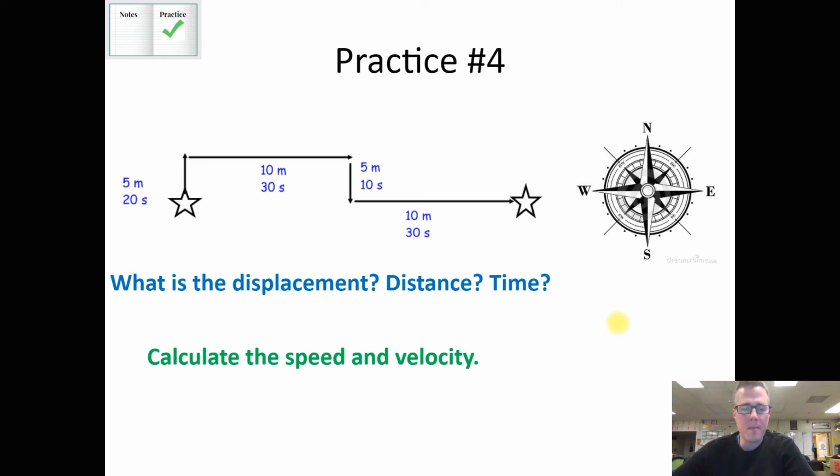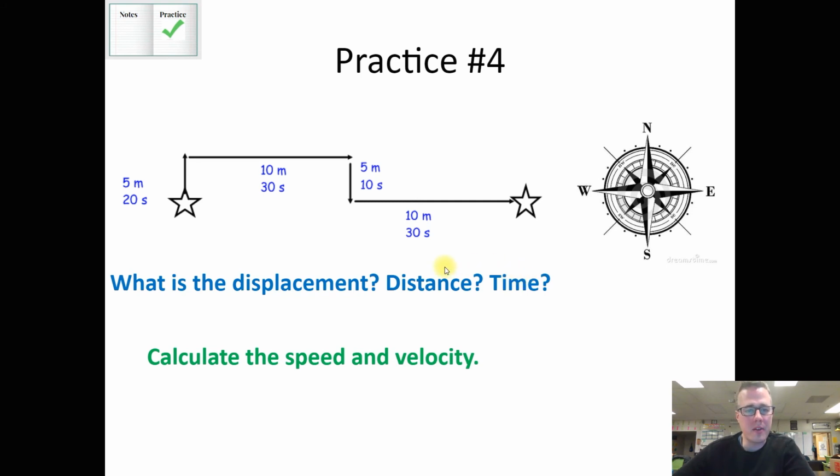But there's a really common mistake that I'm trying to see if your brain can work around, and if it can't, I want to make sure that you see it so that you learn from it in the future. So here are the 2 things that you need to do. What is the displacement, the distance, and time? So kind of set up your equation first, if you're starting at this star and ending at this star. And then, of course, calculate the speed and velocity. So pause this video and give that a shot. Ready, go.